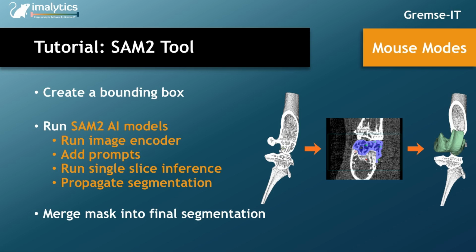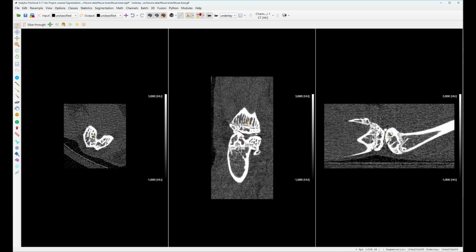Hi, and welcome to this quick tutorial on the SAM2 segmentation tool in Imalytics Preclinical. SAM2, which is short for Segment Anything Model 2, is an AI-powered tool that lets you segment structures in your 3D images by drawing a simple bounding box and adding a few prompts or clicks, instead of manually segmenting slice by slice. In the next few minutes, I'll walk you through the full workflow: drawing a bounding box, running the image encoder, adding prompts, propagating the segmented mask across slices, and finally, merging the result into your final segmentation.